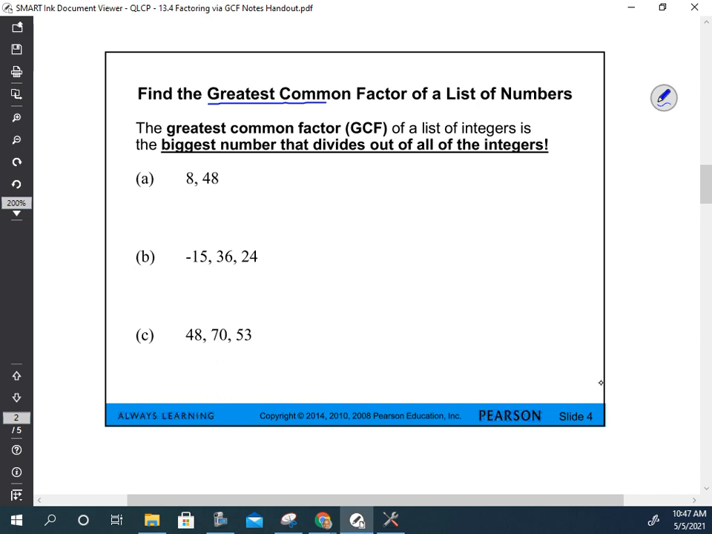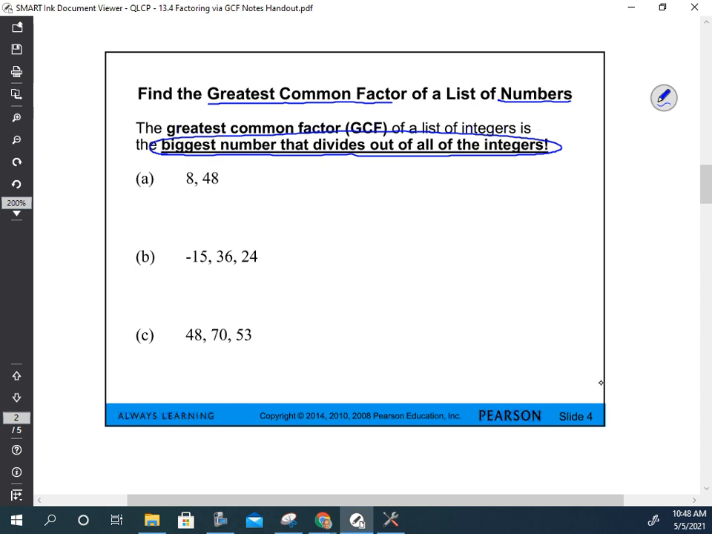The greatest common factor for numbers is simply the biggest number that divides out of everything that you're given. So think of it as if you were reducing a fraction. You're thinking to yourself, what is the biggest number I could divide out of everything? Whatever that number is, that's your greatest common factor.